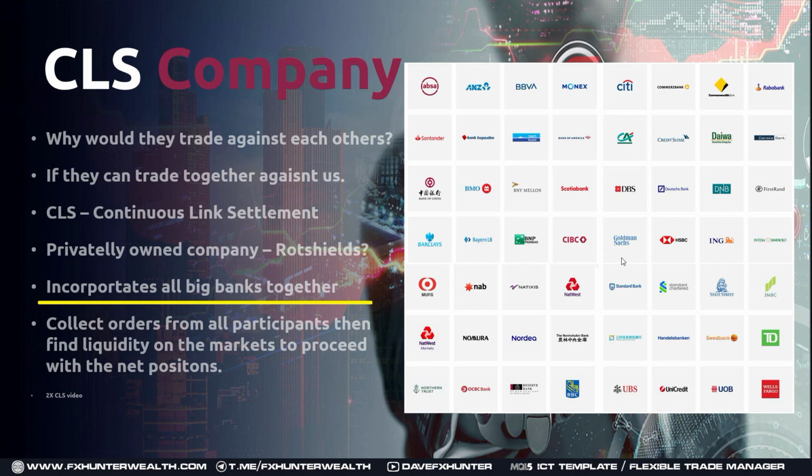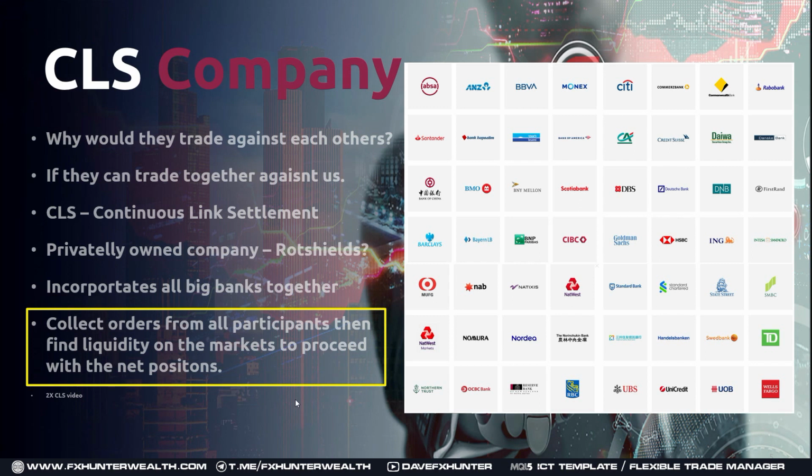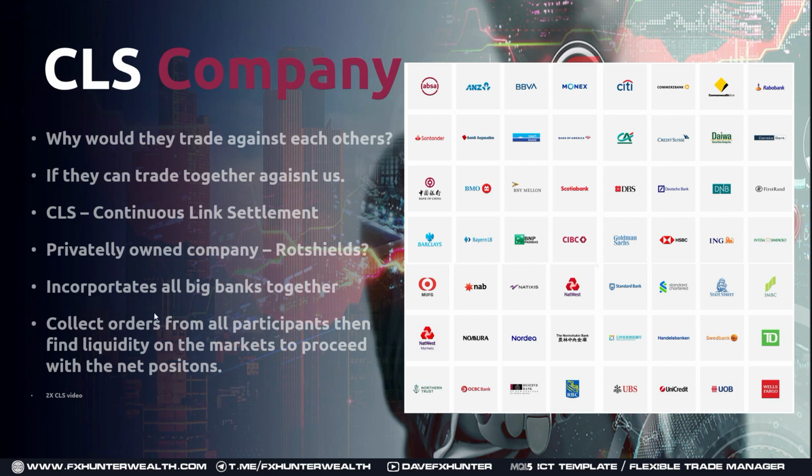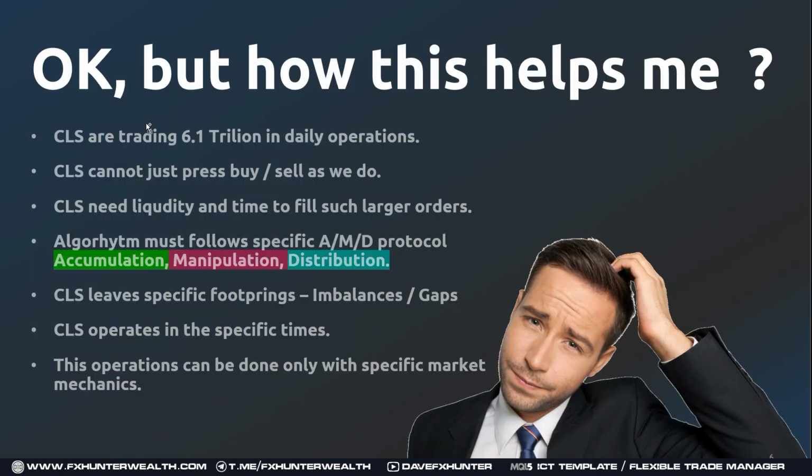On their website, not that far back, there was also mentioned the Fed and some other central banks, but they disappeared. I'm not sure why that happened, if they're trying to hide anything. Basically, they collect all orders from all the participants, and then they find the liquidity on the markets to proceed with the net positions, right? So it's all nice, but how does it help me with the trading? Well, the CLS actually executes over 6.1 trillion in daily operations, right? So that's basically almost the whole Forex market volume, right?